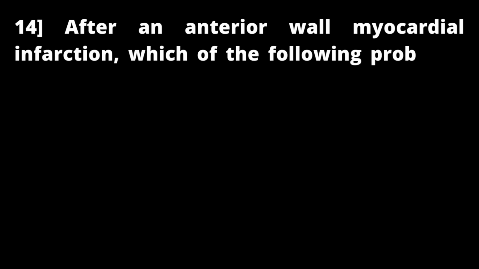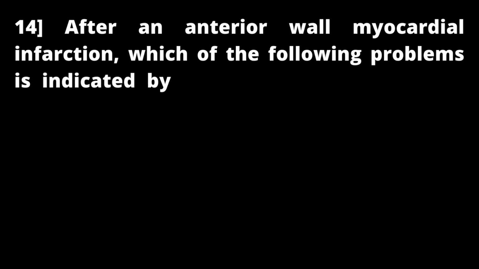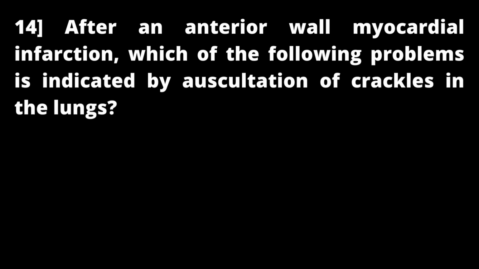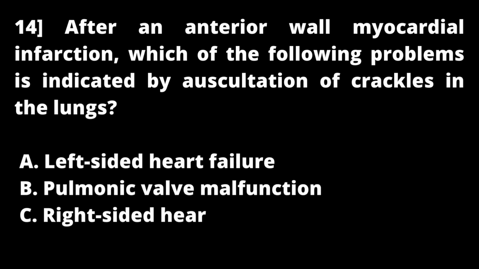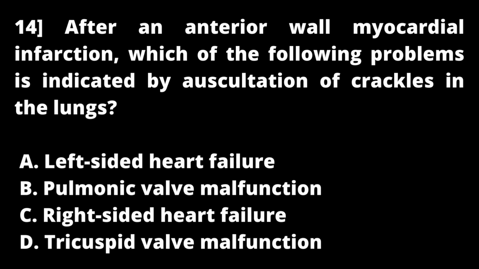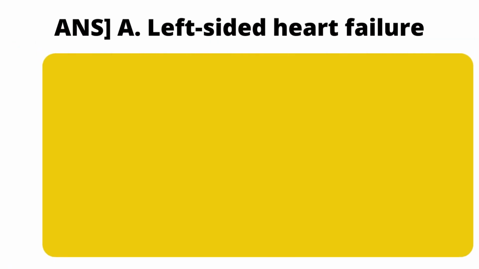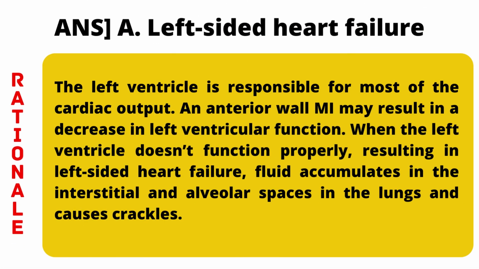Question 14. After an anterior wall myocardial infarction, which of the following conditions is indicated by auscultation of crackles in the lungs? So the question is, a person has anterior wall myocardial infarction and during assessment there are crackles in the lungs. So which problem has happened is the question. Option A, left-sided heart failure. Option B, pulmonic valve malfunction. Option C, right-sided heart failure. Option D, tricuspid valve malfunction. The right answer, option A, left-sided heart failure.